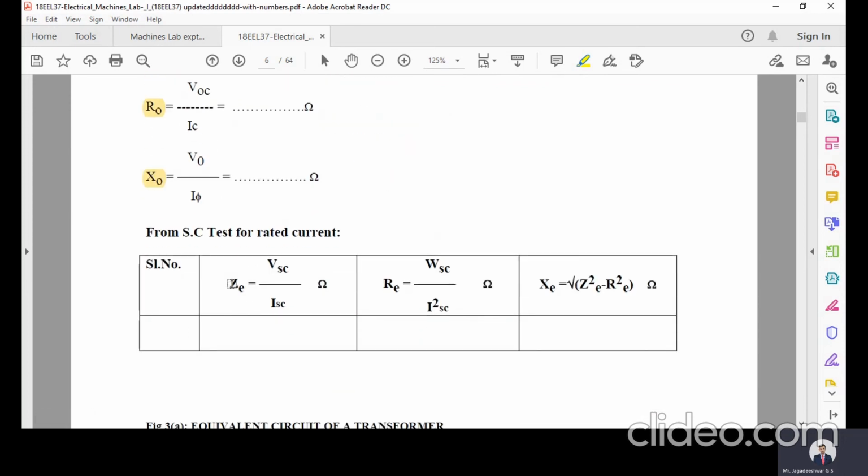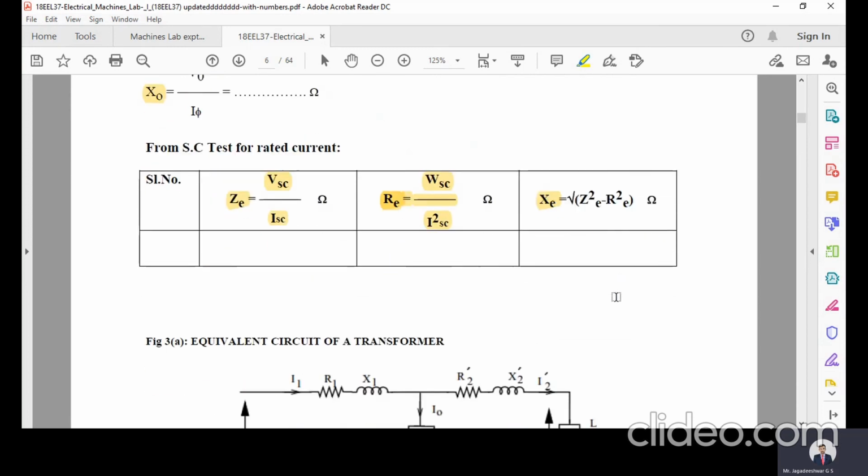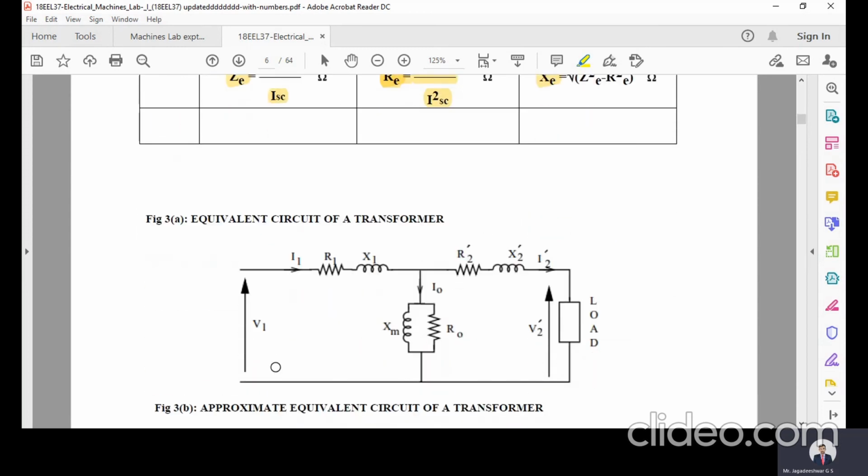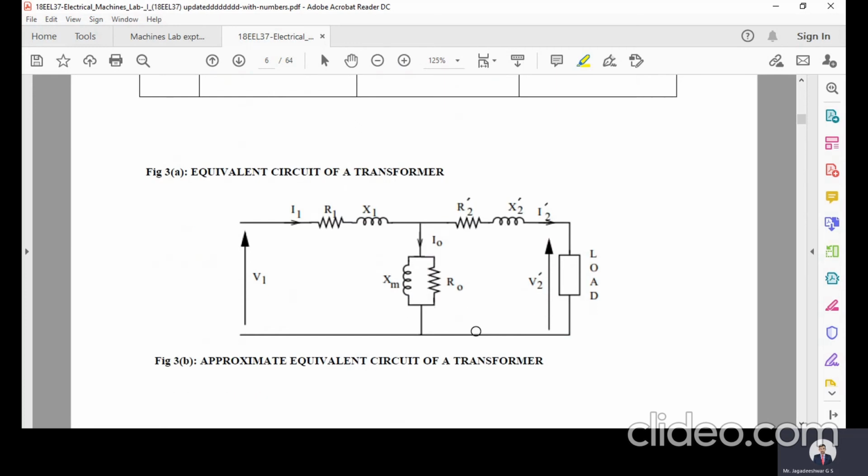Then using the SC test, we can calculate the equivalent resistance and inductive reactance. So first calculate the impedance, that is short circuit voltage divided by short circuit current. So once you get ZE, the equivalent resistance RE can be calculated as WSC divided by I square SC. So once you get RE and ZE, XE can be calculated as square root of ZE square minus RE square. So this is your equivalent circuit of the auto transformer.